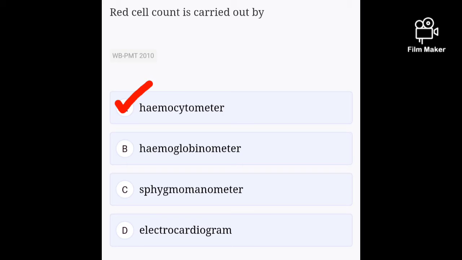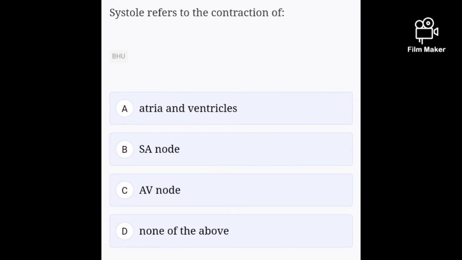Okay, let's see our next question. Systole refers to the contraction of option A atria and ventricles, option B SA node, option C AV node, option D none of the above. Systole refers to the contraction of atria which propels blood into ventricles, and contraction of ventricles expels blood into aorta and pulmonary artery. Hence, option A atria and ventricles is the right answer for this question.